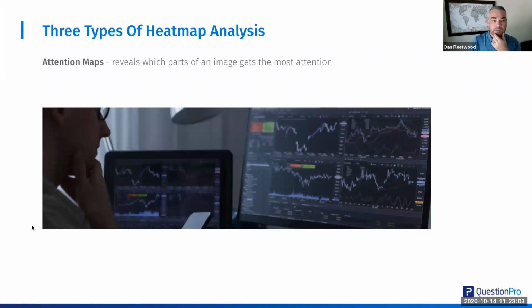So this is obviously a question type that we offer. There's really 3 types of heat map analysis that you can do, where there's attention maps, which reveal which parts of an image get the most attention. So you can see in this example, it looks like there's stock trading or something. You can see sort of what in this image is getting the most attention, and then you can use that to make, obviously, product enhancements or change things as necessary as well.